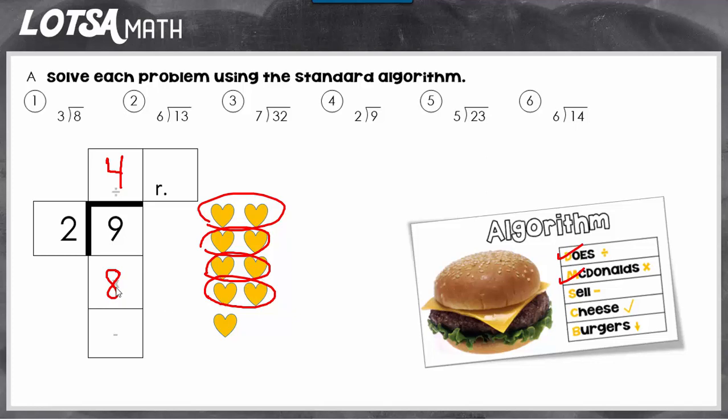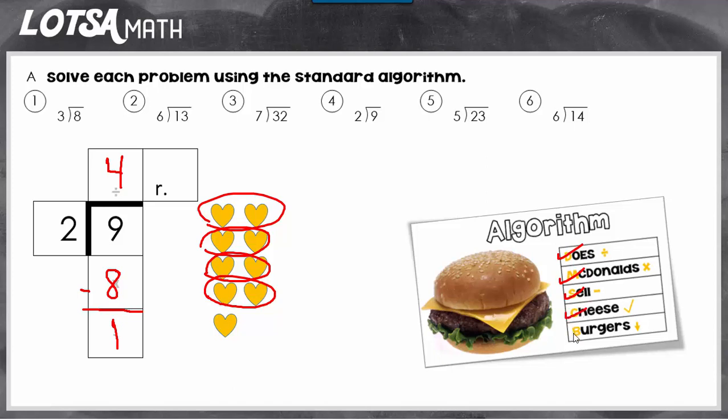Notice where I wrote my answer, right? All of the answers stay in a straight line. Now I'm going to subtract to figure out the number that weren't in a group. So if I had 9 total and 8 went in a group, if I subtract them, I end up with 1. One of them is not in a group. Now I'm just going to check and make sure that this is less than my divisor, which it is.